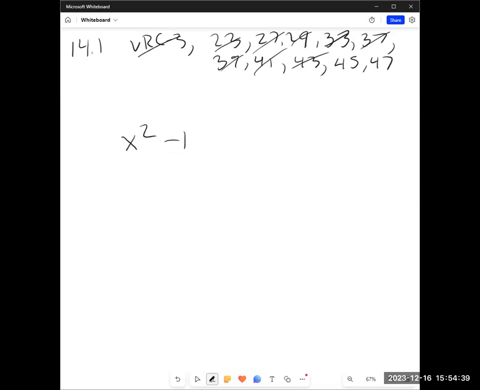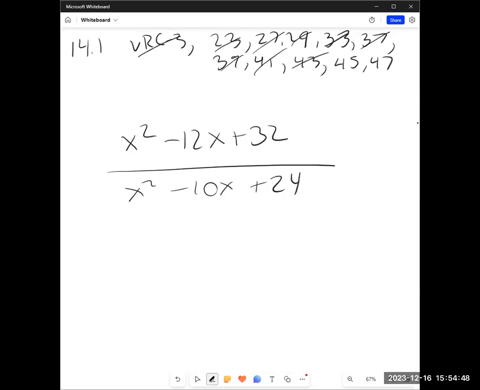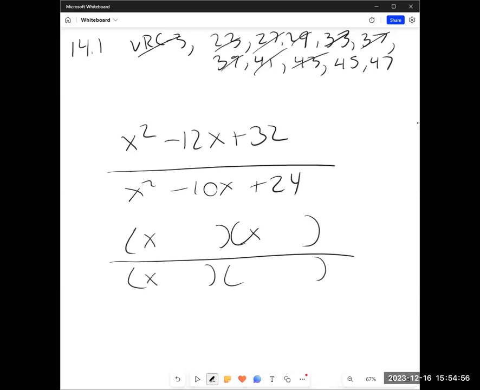Now we have x squared minus 12x plus 32 over x squared minus 10x plus 24. We're going to end up with two binomials on the top and bottom. x, x, x, x. Signs are the same and both negative on the top. Signs are the same and both negative on the bottom. Factors of 32 that add up to be 12 are 4 and 8. Factors of 24 that add up to be 10 are 4 and 6. So this ends up to be x minus 8 over x minus 6.